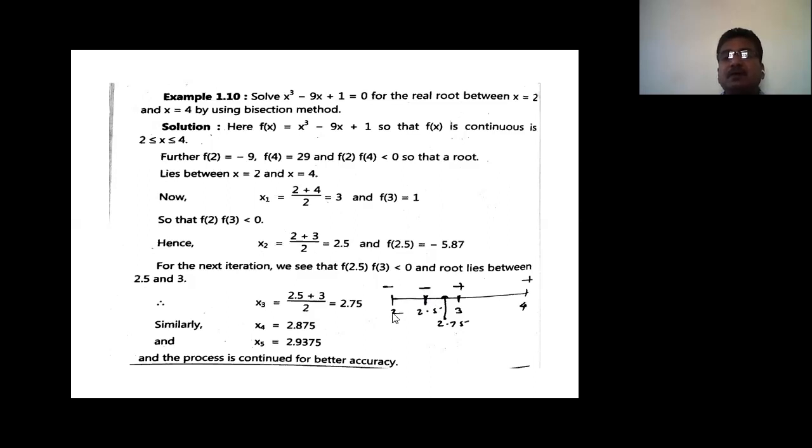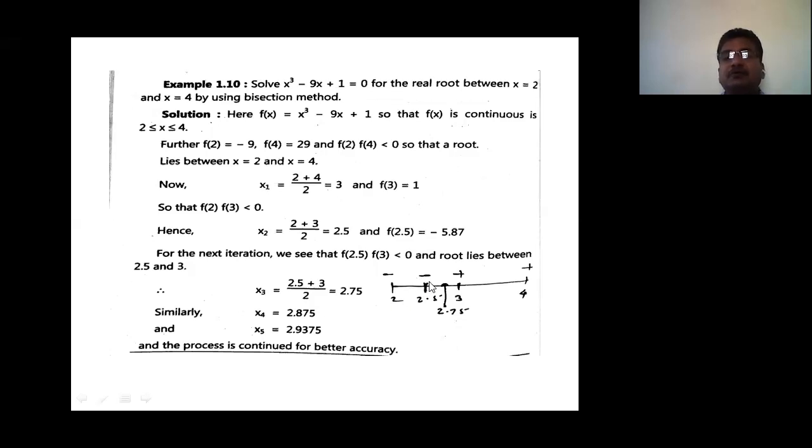Therefore, at 2 the value is negative, at 2.5 the value is negative, and so no root lies between 2 and 2.5. At 2.5 the value is negative, at 3 the value is positive, and therefore the root lies between 2.5 and 3. And so the next approximation is what? x3, 2.5 plus 3 by 2, that is 2.75.